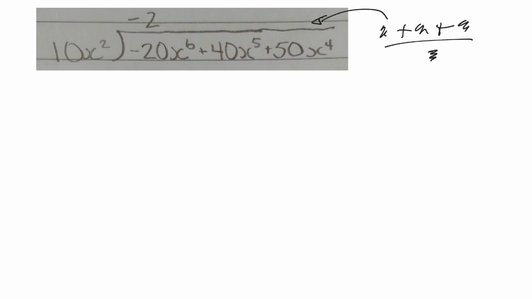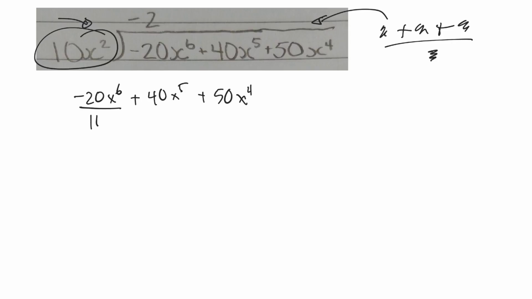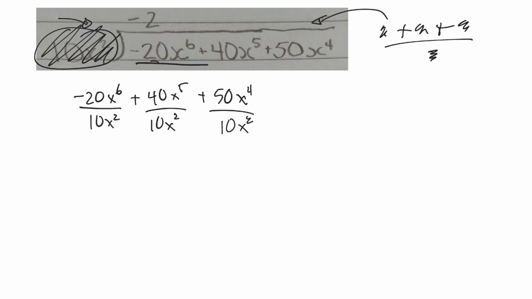So if you do that, I would not do long division like this. I would do minus 20x to the 6th plus 40x to the 5th plus 50x to the 4th, and you need to divide each of those by this. So divide by 10x squared, divide by 10x squared, divide by 10x squared. You could have written this question as just this, divided by 10x squared, and then that 10x squared has to be divided into all three of those.